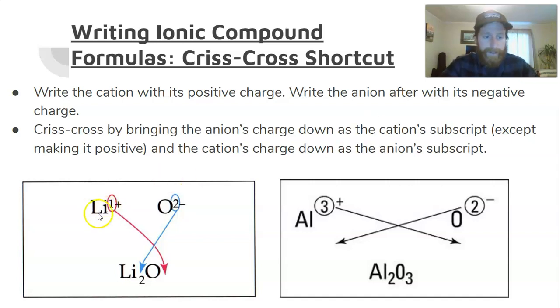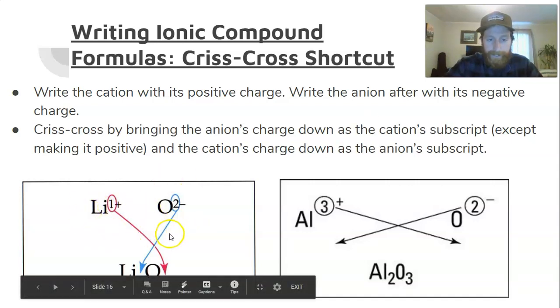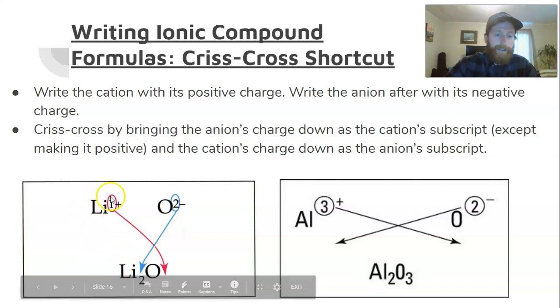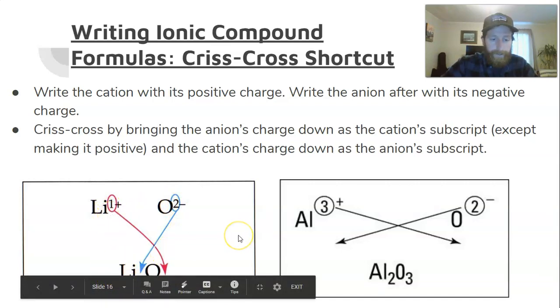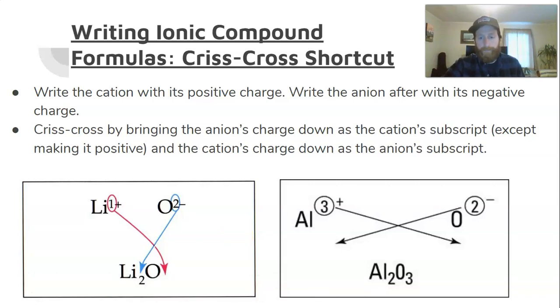Here's what I mean by that. In this case, the compound is lithium oxide. Li has a +1 charge because it's in the first column. O has a -2 charge because it's in the 16th column. And so when I crisscross them, I bring the 1 down from lithium's charge to be oxygen's subscript, and I bring the 2 down from oxygen's charge to be lithium's subscript. And my ultimate formula is Li2O.